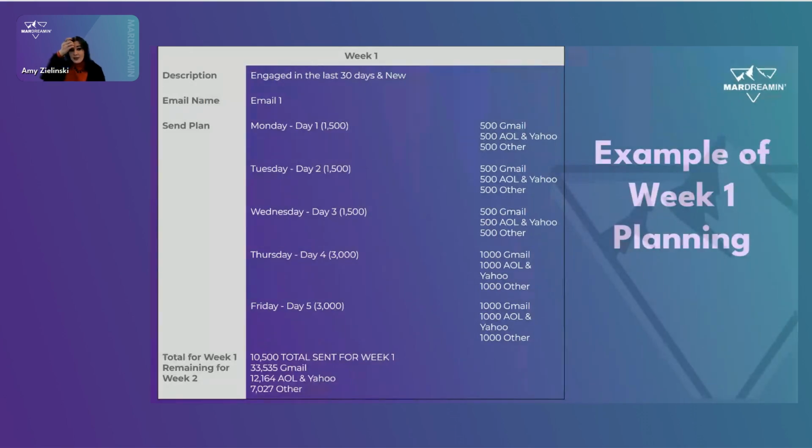And here's an example of that planning with my email schedule. So on Monday, I'm sending a total of 1,500, 500 to each Gmail, AOL, and other. And it continues from there. This is how I like to set it up for myself so that I know who I'm sending to when. And down at the bottom, I have those total remaining numbers so that I know week 2 is going to need to also send email 1, and we're going to try to get through the remainder of that engaged audience in week 2.